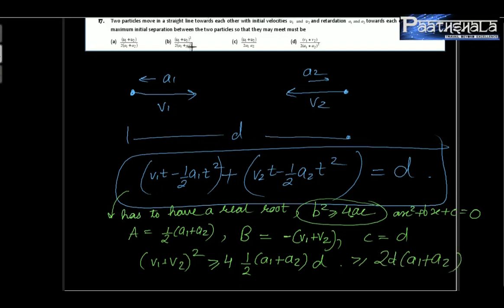Alright, so this is what gives us that (v1 plus v2) the whole square upon 2 (a1 plus a2). Okay, yeah, simple, straightforward.